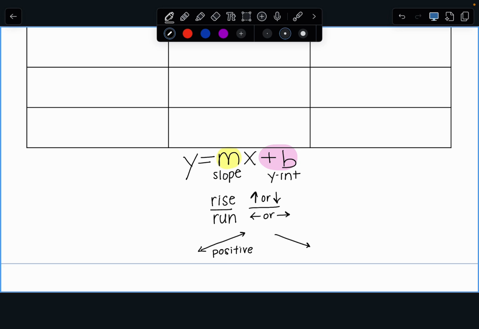Negative slope goes down to the right or up to the left. Okay, very important distinction.